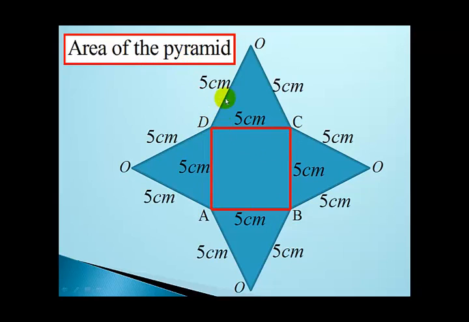Now, these are the distances given. The distances from O to D is 5, O to C is 5, O to B is 5, and O to A is 5, because O is the vertex of the pyramid.